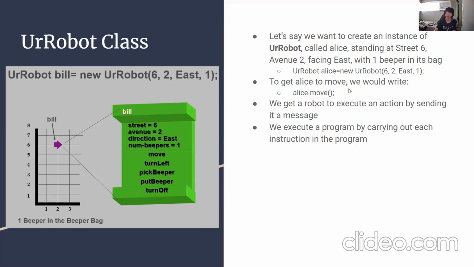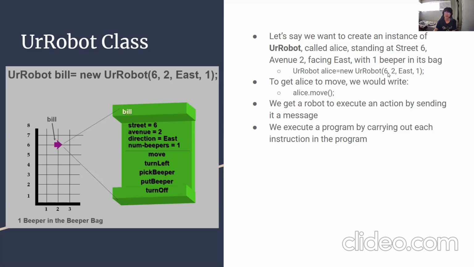So in this case, we're creating a robot called Alice. So we write UrRobot Alice, and then we would know that we're creating an object that is of class UrRobot, and then its name is Alice. And then you write equals, you write new because it is a new object, and then the same class again, so new UrRobot, and then you define the parameters here.